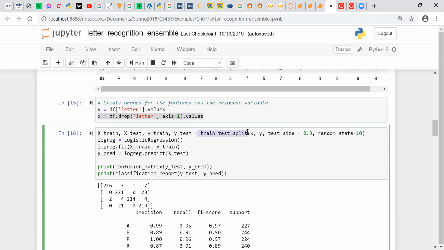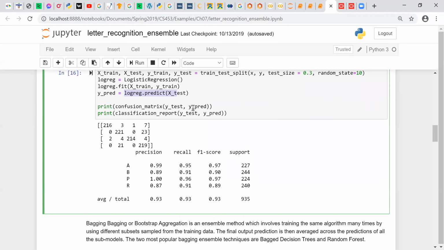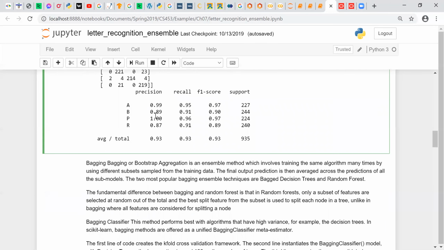Then we do train test split, so nothing new here. First we do logistic regression, then we do fit and predict. We can get the confusion matrix and classification report. Did you see? Here it shows precision, recall, and F1 score. And the result is not too bad. So that's about logistic regression.